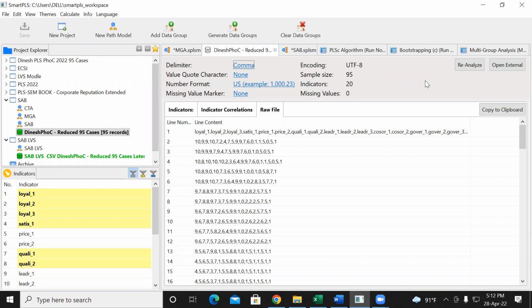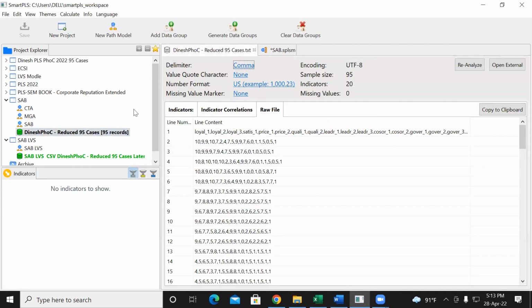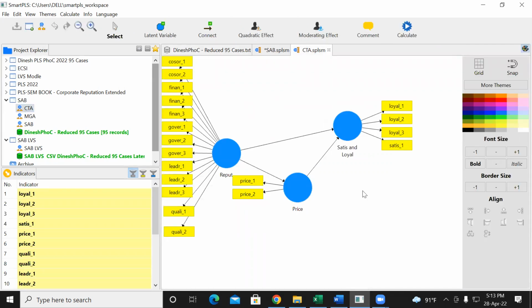Then the third one is about this. Again, I created a new model from this data set. Reputation I created as a first order construct. I removed the dimensions and put all dimension indicators into a single construct, right? For this example only. Then price as a separate variable, and satisfaction and loyalty I also combined here. That is not correct, but to explain this concept, I just want to show this confirmatory tetrad analysis.